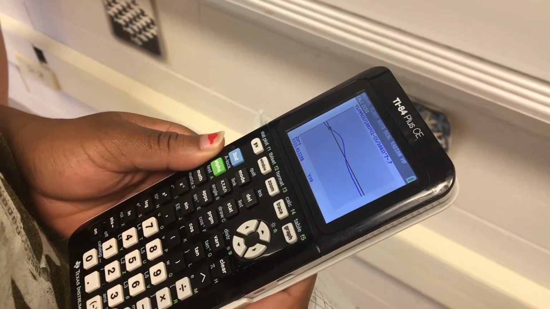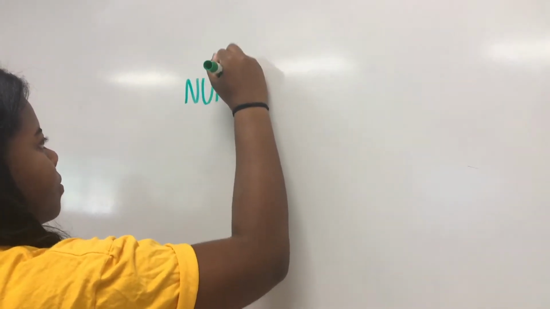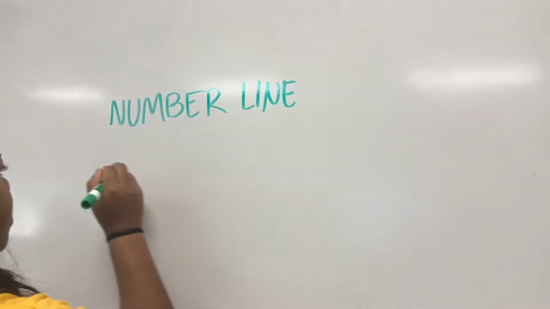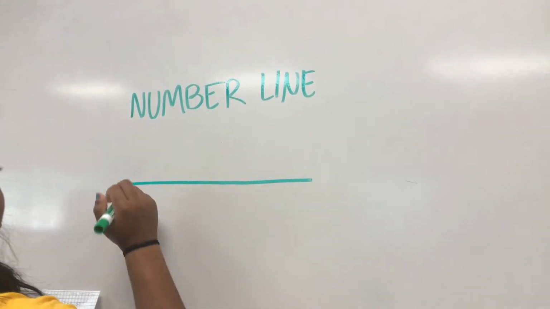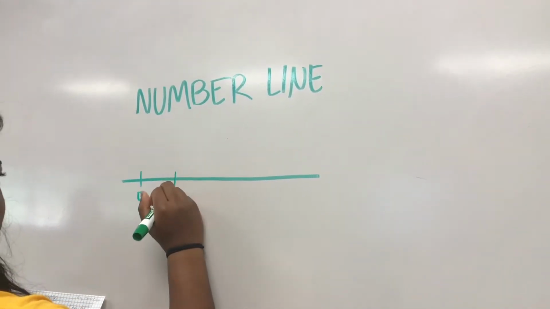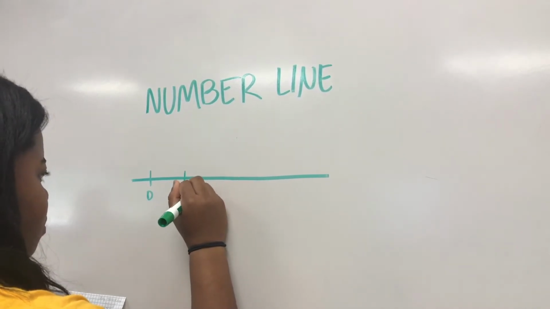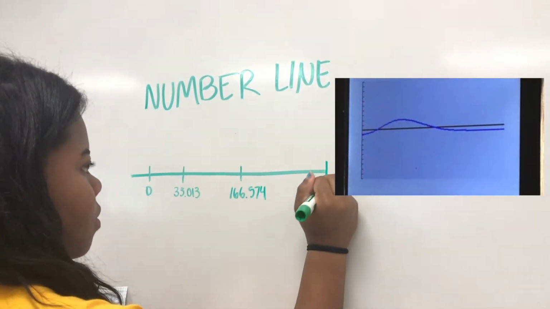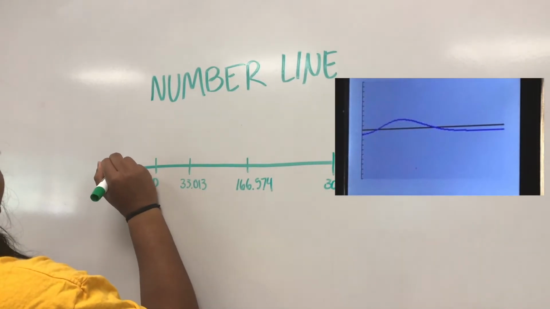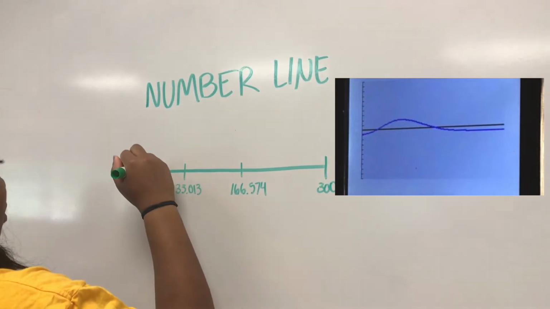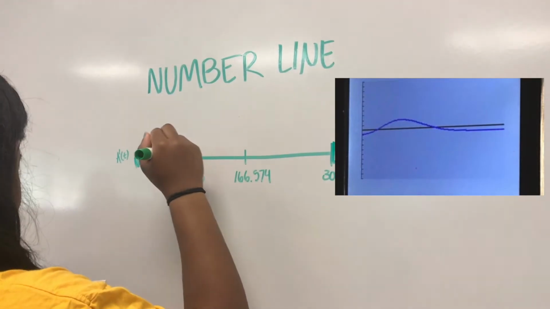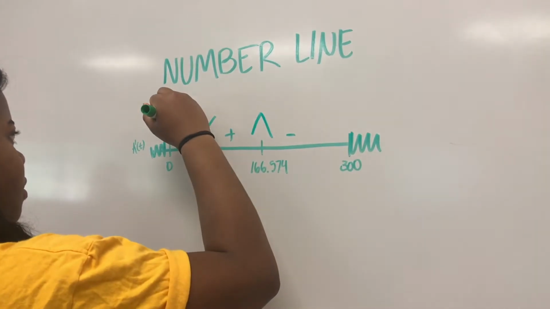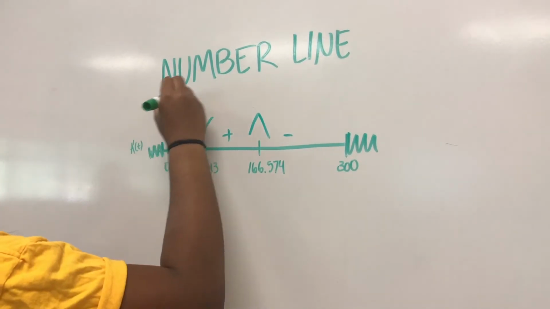So let's check the number line. This number line represents the derivative of the amount, or A prime of t. The numbers that should go on here are 0 and 300 because they're endpoints, and 33.013 and 166.574 because they're the critical points. Looking at the graph, we can see that A prime of t is negative from 0 to 33.013, positive from 33.013 to 166.574, and negative from 166.574 to 300. So there's a minimum at 33.013 seconds since it switches signs from negative to positive.